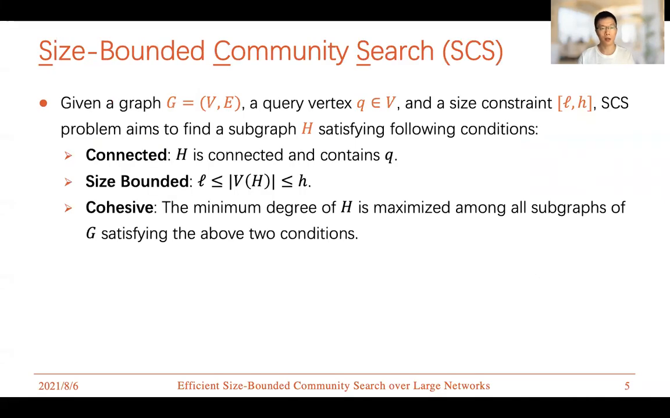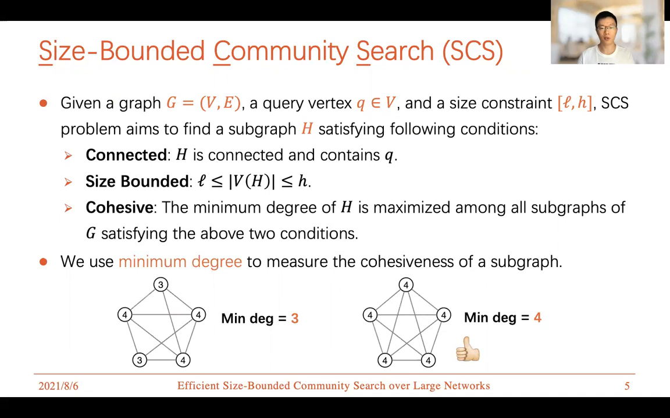So in this paper, we study size-bounded community search. Here is a formal definition of this problem. Given a graph G, a query vertex Q, and a size constraint L to H, the SCS problem aims to find a subgraph H satisfying the following conditions. Firstly, H is connected and contains Q. Secondly, the number of vertices in H is at least L, but at most H. Lastly, the minimum degree of H is maximized among all subgraphs of G satisfying the above two conditions.